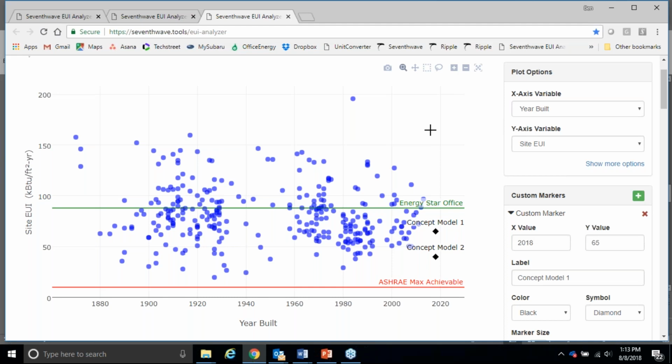And so you have the ability to have some basic plotting functions here. Here we're just looking at office buildings in Chicago by EUI and by year built. Also looking at some specific targets like what an Energy Star office would look like, or what an ASHRAE max achievable level of performance looks like. And from there, we're able to plot something like a client's existing buildings that may not be incorporated into the benchmarking data. We can plot the results of our concept models, and this really helps us focus in on a range of possible EUI targets for a new project.